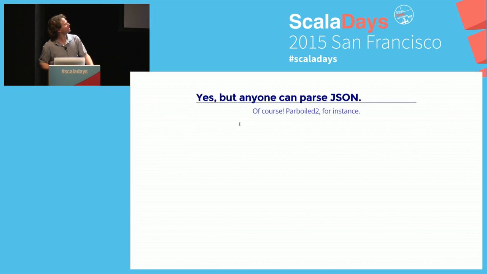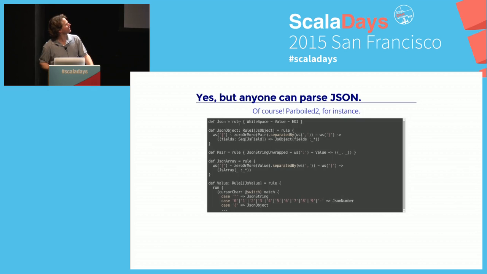Okay, but anybody can parse JSON. So here's for example pretty much the whole thing there. This is more expanded than it needs to be, so that kind of hurts it on total number of lines of code. And parboiled too is great, by the way, especially if you have more complicated parsing tasks, because it uses macros to compile things efficiently.